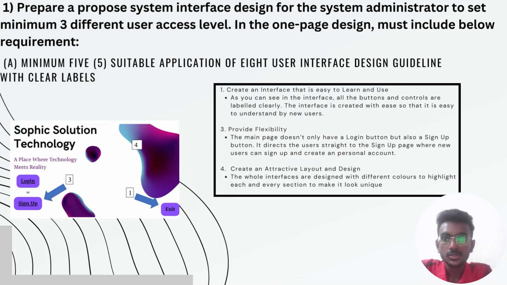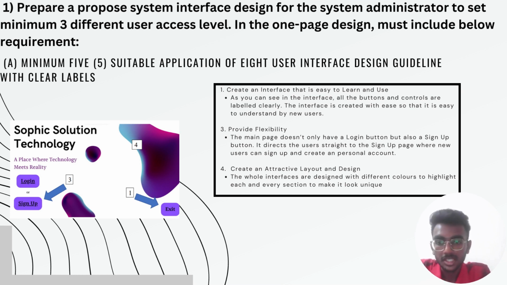Okay, so the first question of mine is going to be preparing a proposed system interface design for the system administrator to set a minimum of 3 different user access levels. In the one-page design, we must include some of the requirements below. And the first requirement will be a minimum of 5 suitable applications of the 8 user interface design guidelines with clear labels. So let's look at our design interfaces and see if they match all the 5 suitable applications of the 8 user interface guidelines.